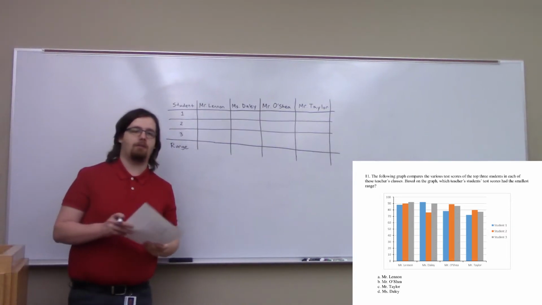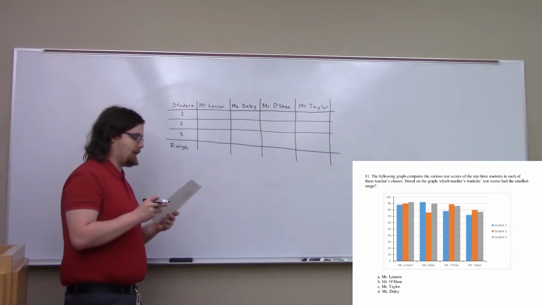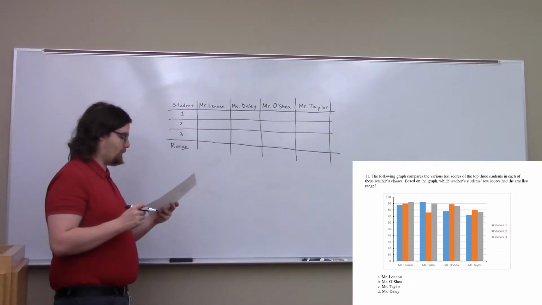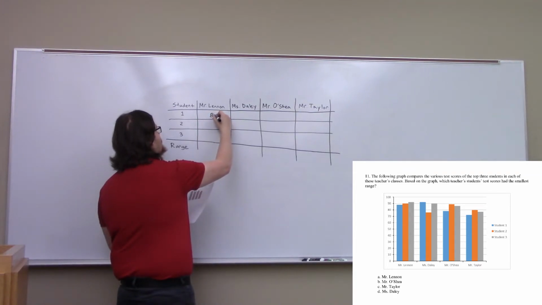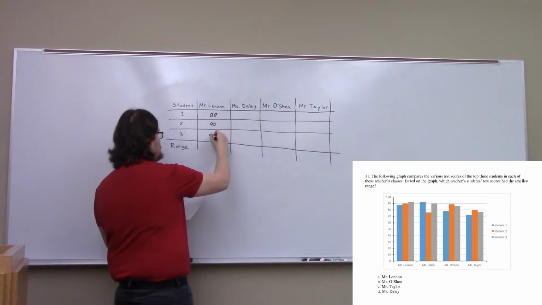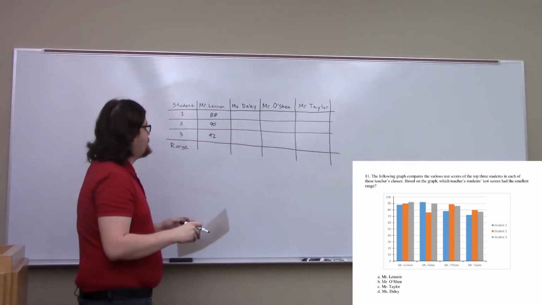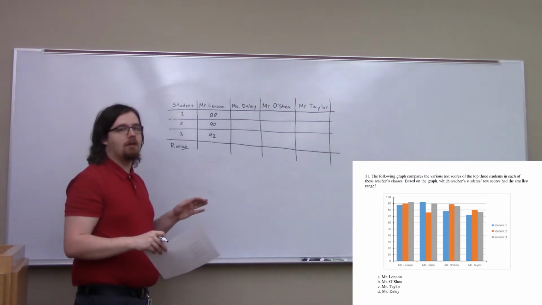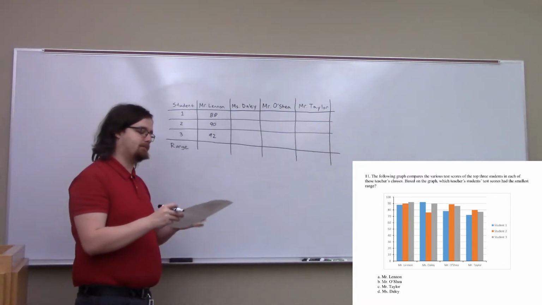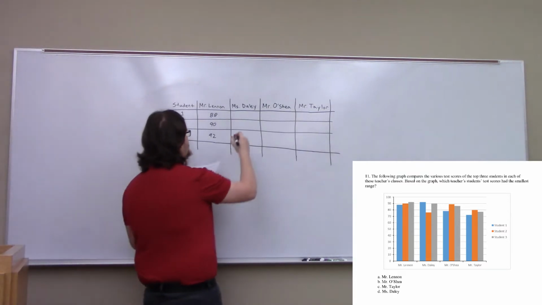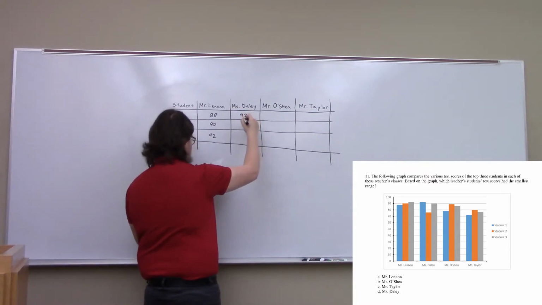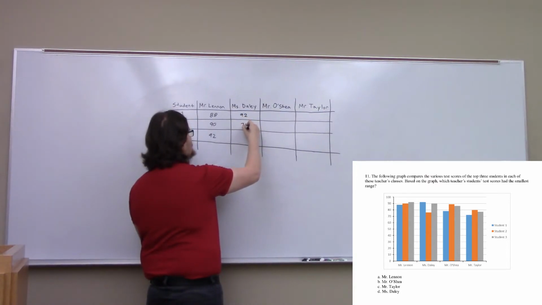Looking at our graphs, we can roughly estimate that Mr. Lennon's students scored grades of 88, 90, and 92. Now these are rough values, they don't have to be exact, but they give us an idea. Next, looking at Miss Daly's class, we have a 92, a 76, and a 90.